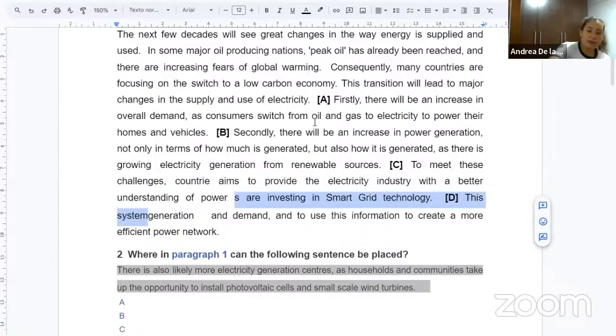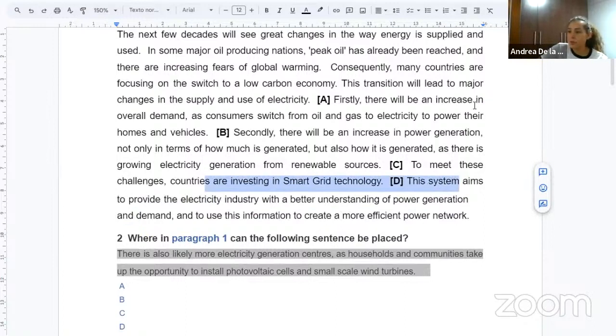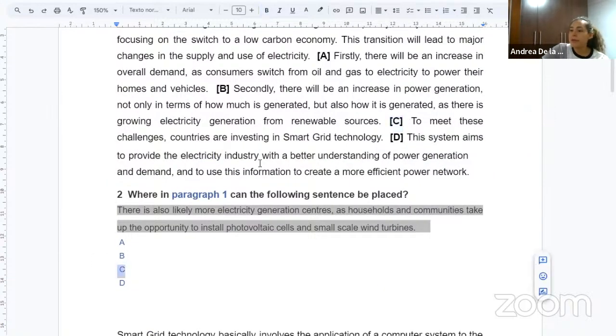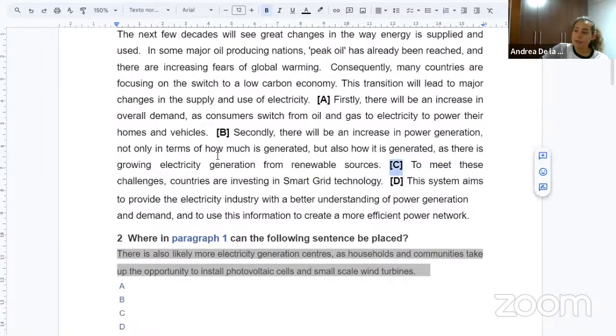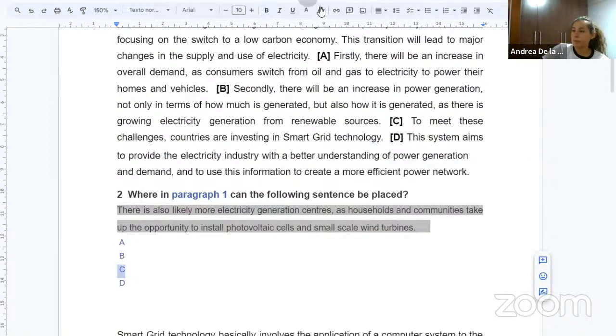Therefore, the only place we can separate these two first sentences, so it's not A, we can place it in B because it's not related to the previous one, demand, and we can separate this other one. So the only place we have is C. Look at how it's related. Secondly, there will be an increase in power generation, but also how it's generated. And there is also likely more electricity generation centers. It's related and it's an addition, right? So option C would be correct in this case. Is it okay? Do you guys see why?